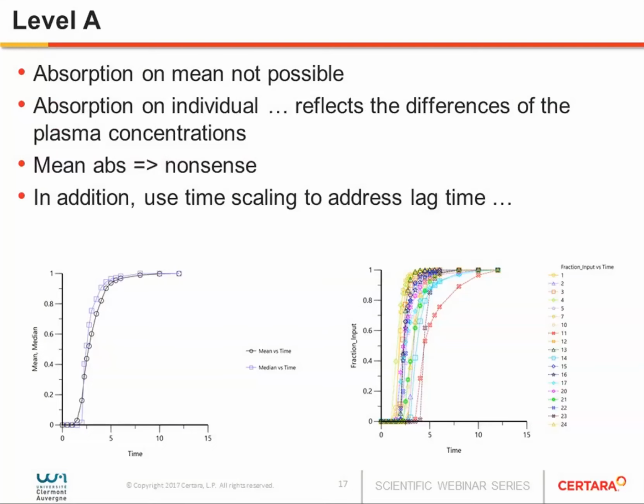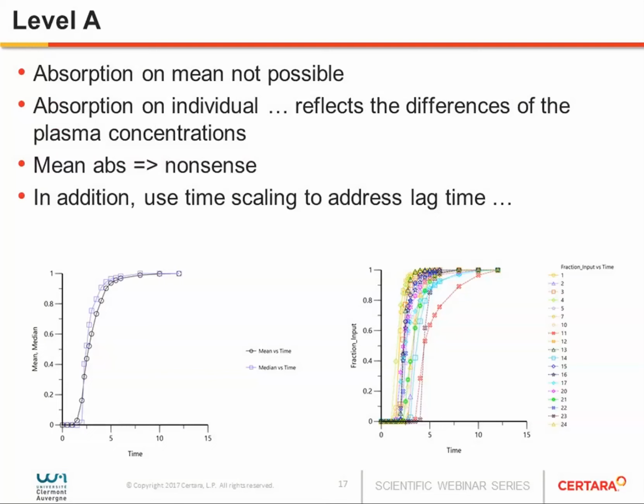For the level A, it's going to be a huge problem. I have two possibilities. I can say, okay, I cannot use the mean curve. If I cannot use the mean curve, I can try to calculate the absorption, for example, of each individual subject. And we are going to see what the outcome is in this case.